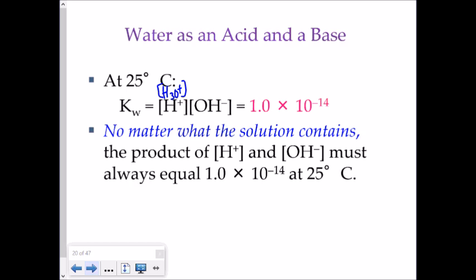In certain situations, if they give you the hydroxide concentration, but you need to find the pH, you can calculate the hydrogen concentration and then do the negative log and be able to figure out the pH. So we're going to get back to all those lovely equations as well. No matter what it contains, you should be able to figure out either one if you know one of them.